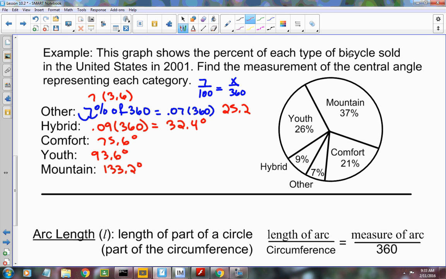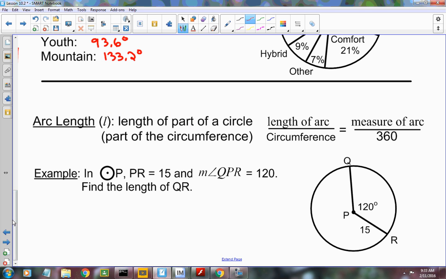Okay, so we got 32.4 for hybrid, 75.6 for comfort, 93.6 for youth, and 133.2 for mountain. Did everybody get that? Okay, now, what should be true about the sum of all of these degrees? It should be really close to 360, right? We did a little rounding, so it could be a tenth or two off, but it should be really close to 360 degrees.